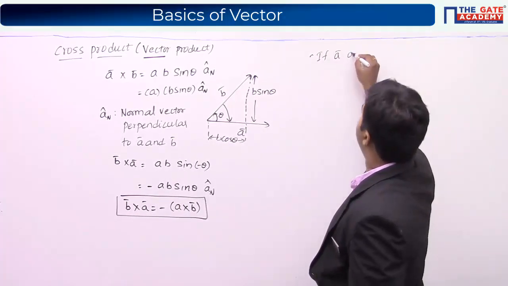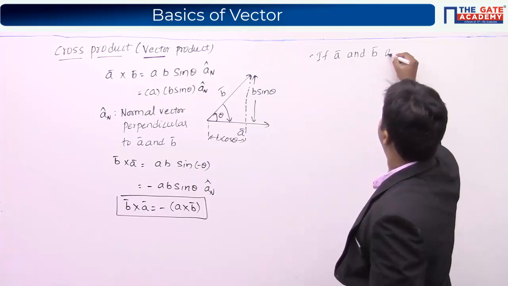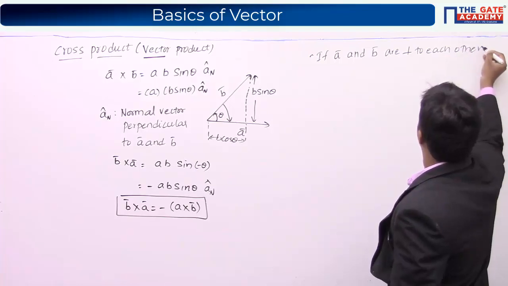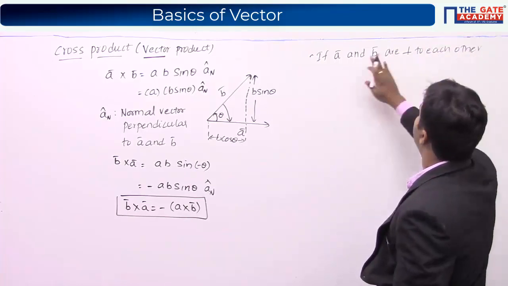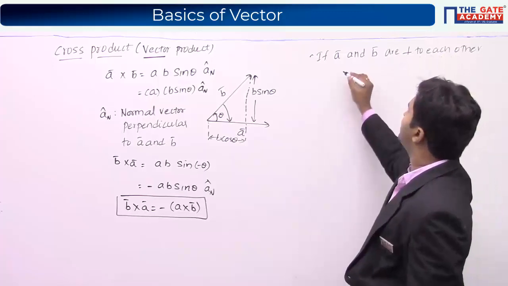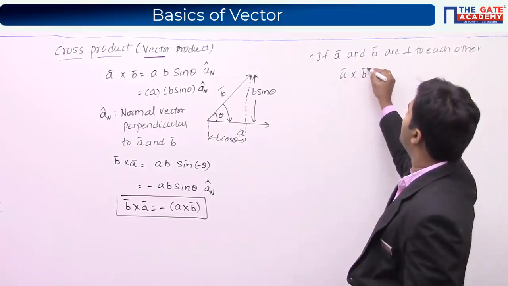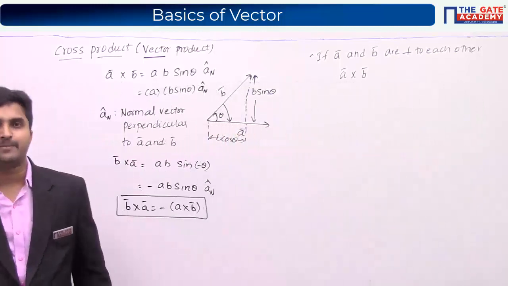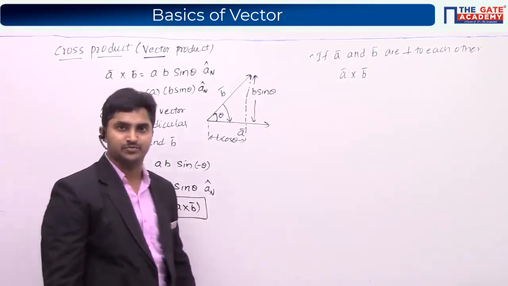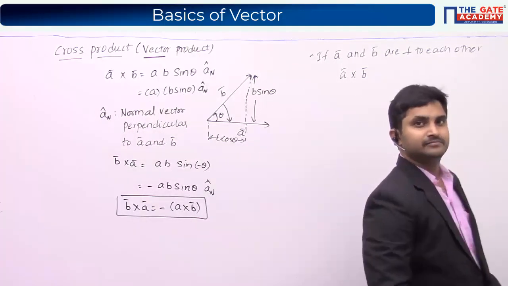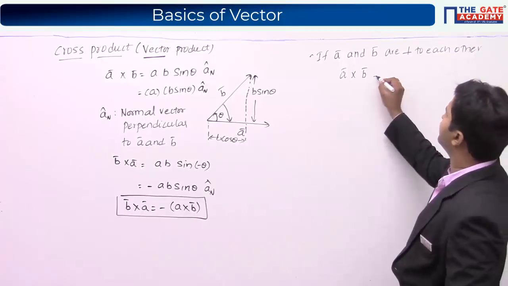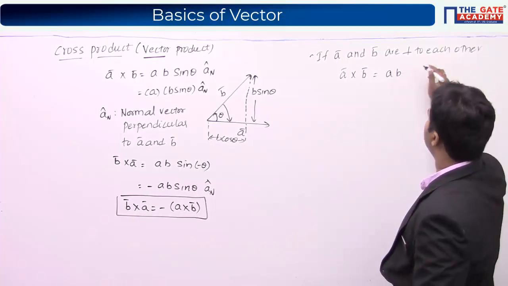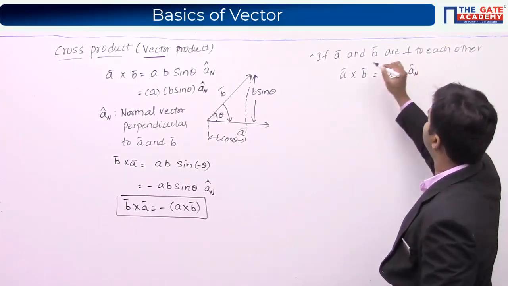If A bar and B bar are perpendicular to each other, it means they are orthogonal vectors. Then what is the value of A bar cross B bar? Very good. It will be equal to AB sin theta, and sin 90 degrees is 1, in the normal direction.